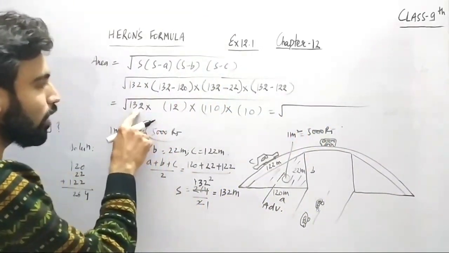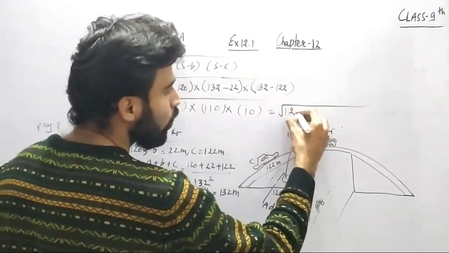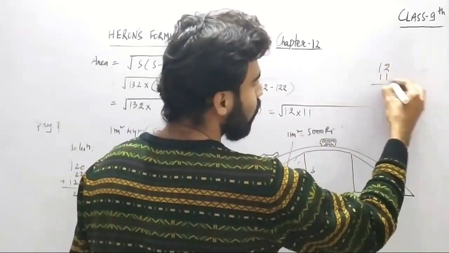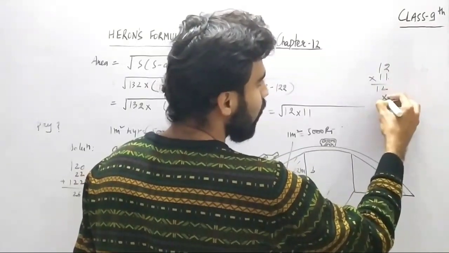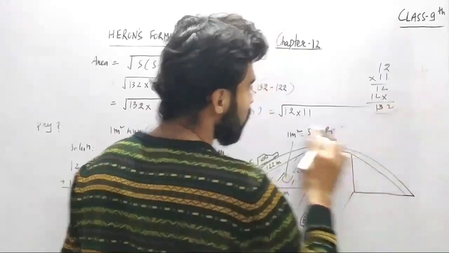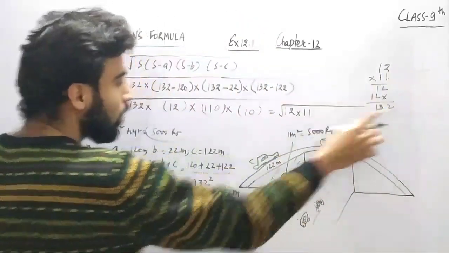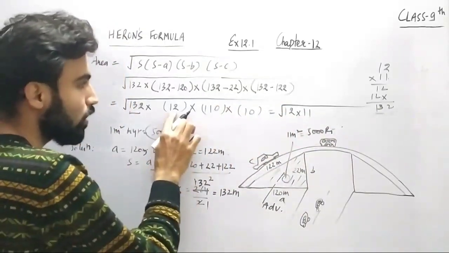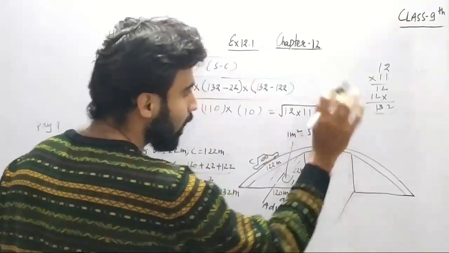So what about 132? We know that 132 is 12 into 11. You can also cross check. What is 12 into 11? 2, 3 and 1, so 12 into 11 gives you 132. So I broke it into 12 into 11. Now this is 12 again, so keep it as it is.